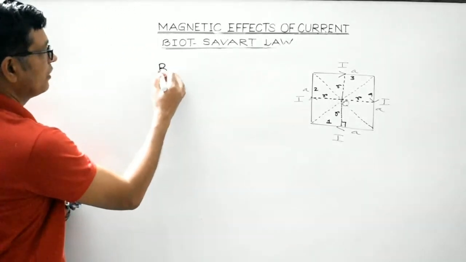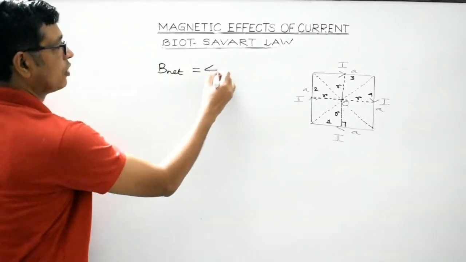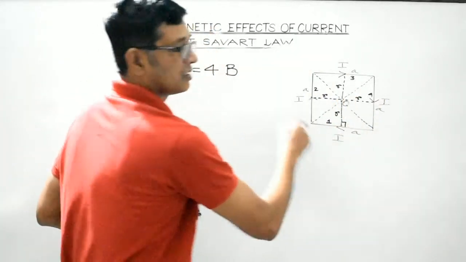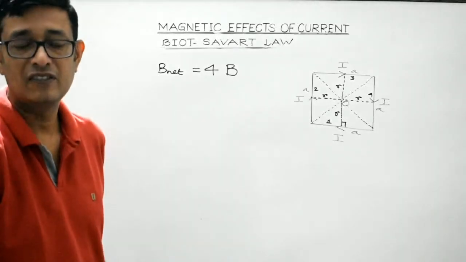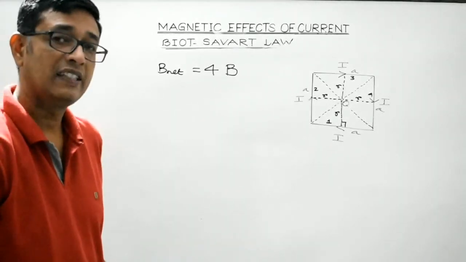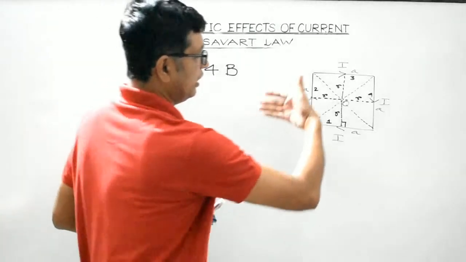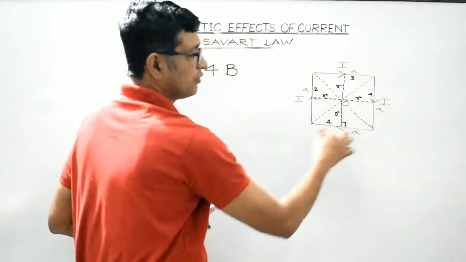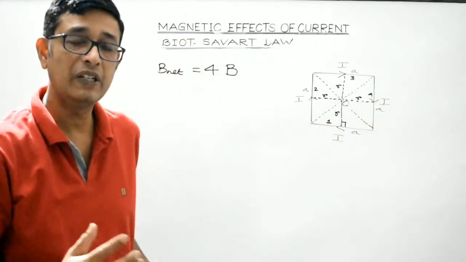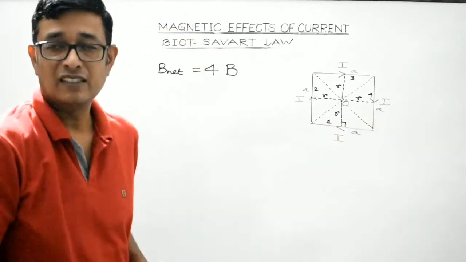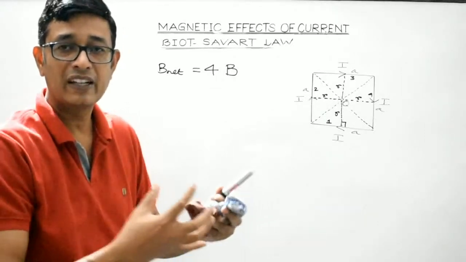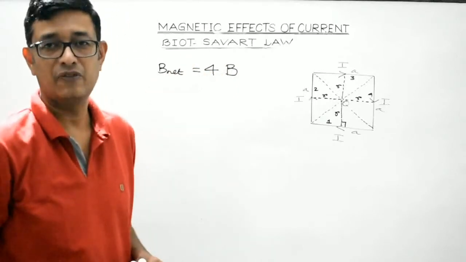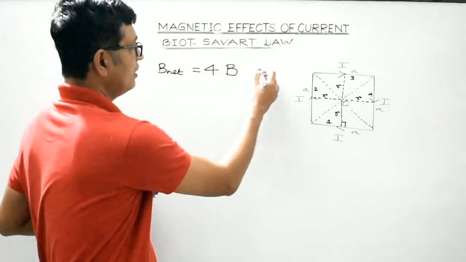So what about the net magnetic field then? It will be equal to 4 times the magnetic field at point O due to any one side of the current carrying square. Clear, students? And what will be the direction? The direction would be inwards, like this. The magnetic field at point O due to each of these 4 current carrying sides would be directed inwards. That is the reason why the net resultant magnetic field gets added up: B plus B plus B plus B. So it will become 4 times the magnetic field, and the direction would be inwards.